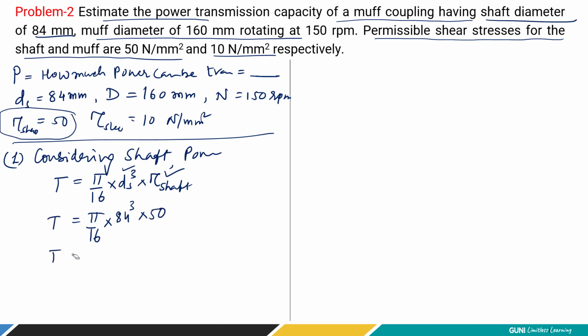So from this, let's find the value. Here the diameter is in terms of millimeter, so the value that we are going to get will be in terms of Newton into millimeter. So I directly convert into meter, and it comes out to be 5.82 × 10^3 Newton meter.